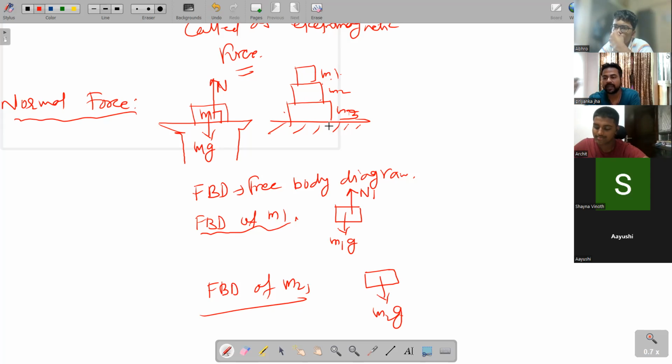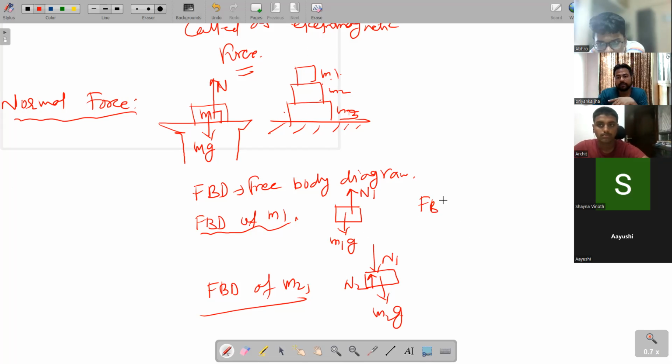But just to make you understand how to identify the forces: if block m2 exerts some normal force on m1, then block m1 will also exert the same amount of force on m2, but in the opposite direction. Because m2 is exerting upward, m1 will exert downward like this. Now, m3 is also in touch with m2, so m3 will also exert some other normal force on m2.